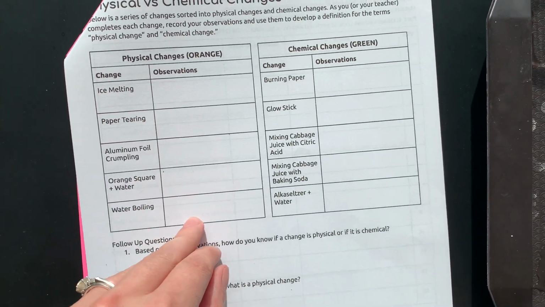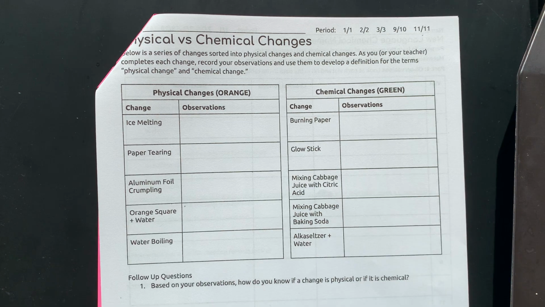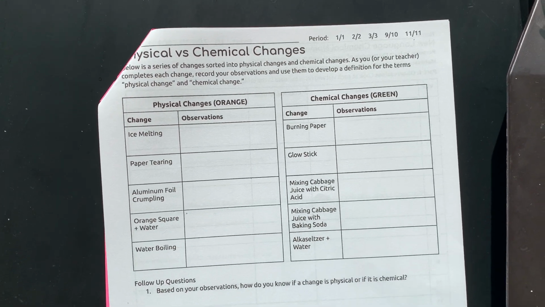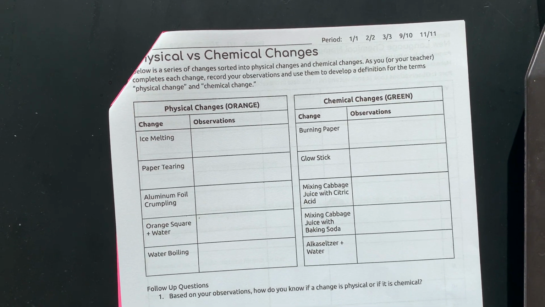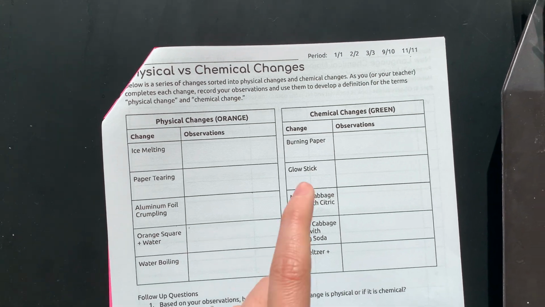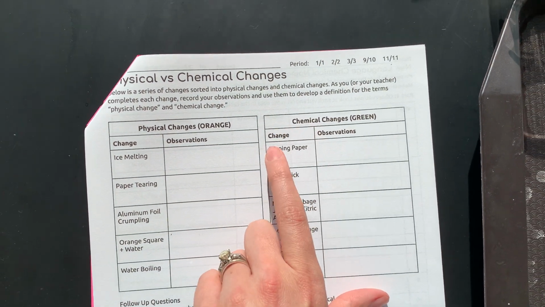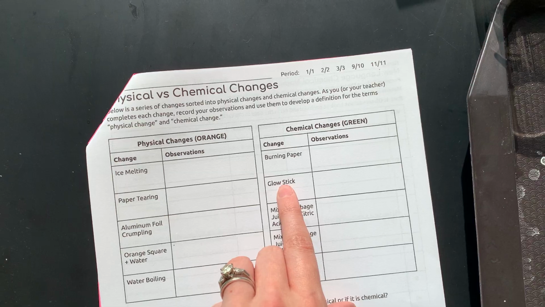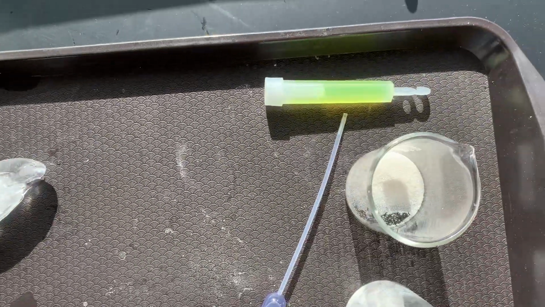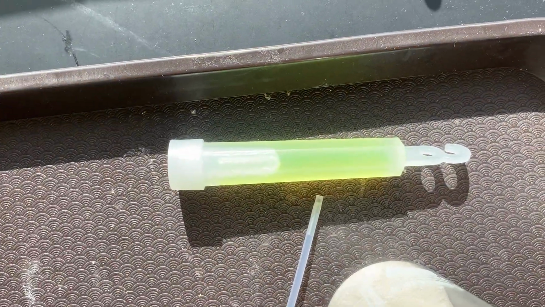Now, we're not going to do all of these. We didn't do all of these in class, but write down some of them that we do in the video. So we're going to actually start off with some of our chemical changes. Now, we're not going to do the burning paper one, but we will do the glow stick one. So it's pretty bright in here right now, but we can make some observations about our glow stick.